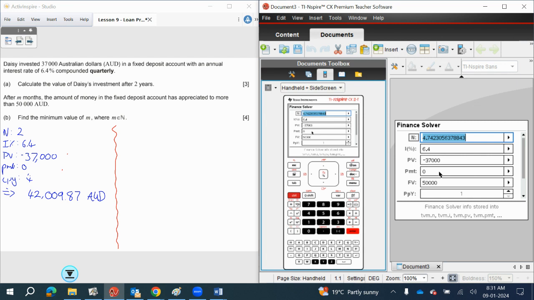So what we want this time, everything else is the same. N is what we're calculating. I is 6.4%. Present value minus 37,000. Future value is 50,000. Compounding periods per year is 4. And this gives us n is equal to 4.74. So round to the nearest quarter.